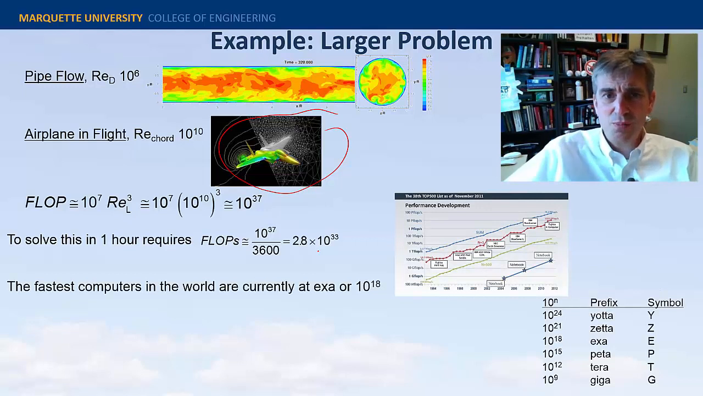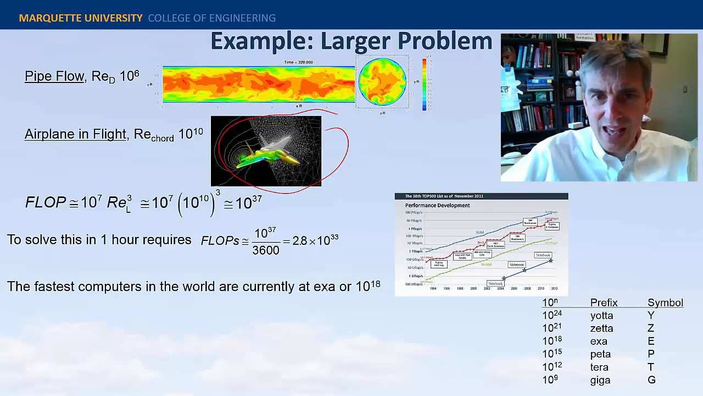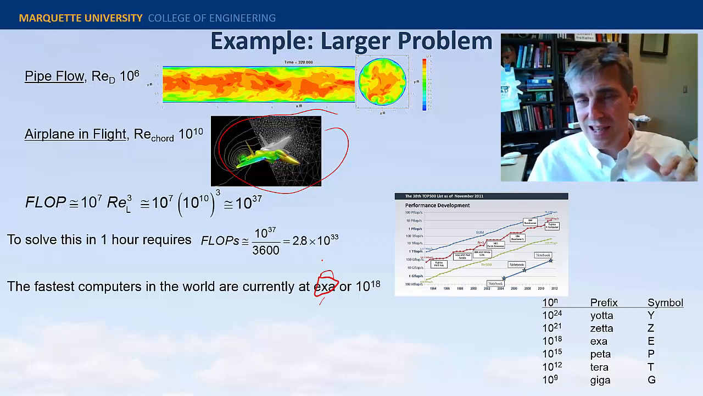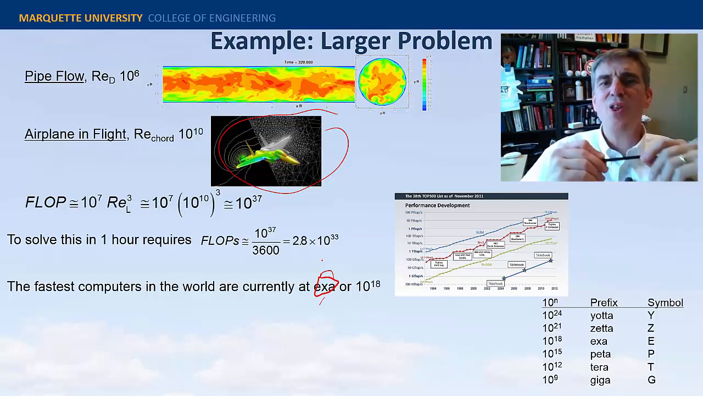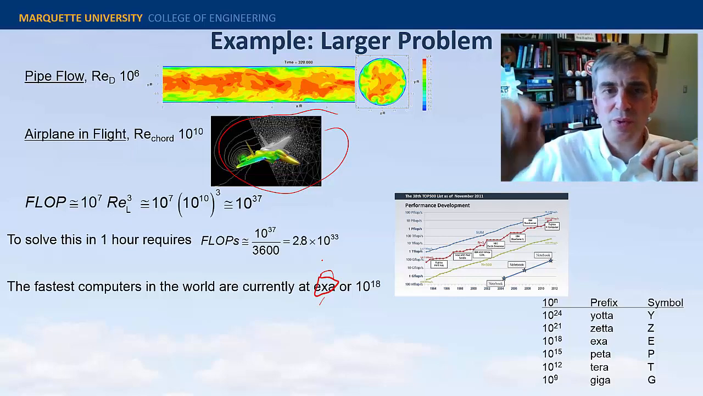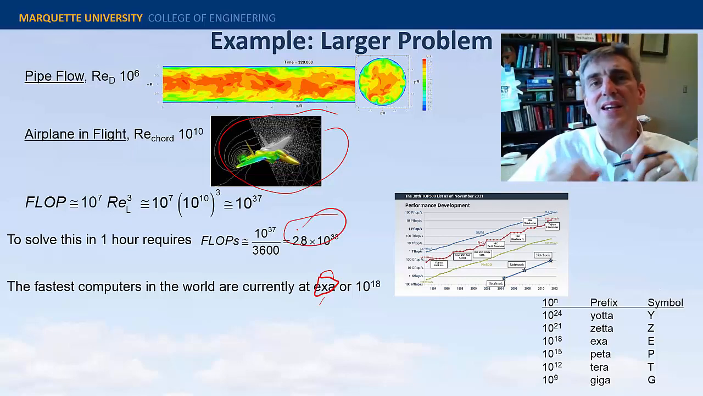Here we are. Here's Moore's Law. Right now we're at exa. That's where we are in 2016. That's the fastest computer in the world. That's not like I got that on my desktop or anything. How long will I have to wait till the fastest computer in the world can do this in an hour?